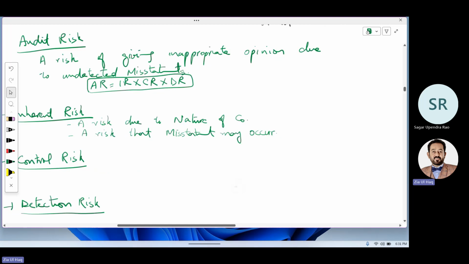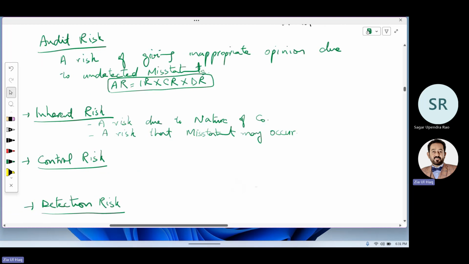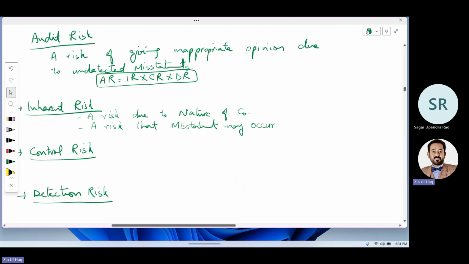Inherent risk is a risk due to the nature of a company, or a risk that misstatement may occur. While obtaining information about the client company, if we are aware there is a chance of misstatement, that is called inherent risk. It could be due to the nature of the company, or it could be due to some other information.